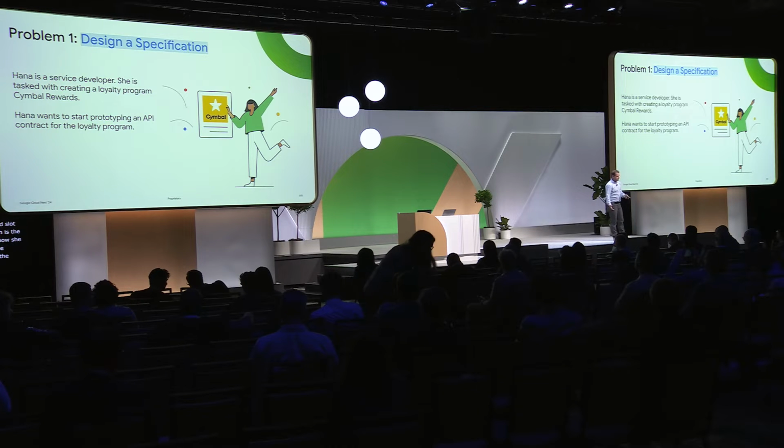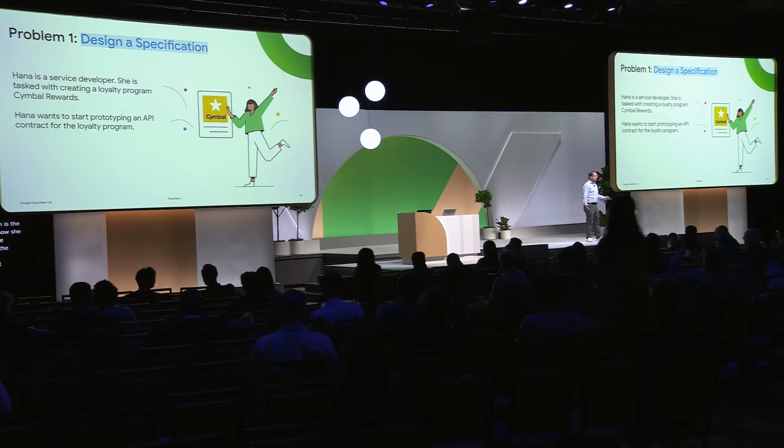Creating an API specification is a pretty high toil task, but it's extremely important, especially when building out the Segal rewards functionality in the various apps. They have an Android app, and an iPhone app, and a web app, and all sorts of things. And the problem for Hana actually is more than designing a specification. She wants to design a high-quality specification.